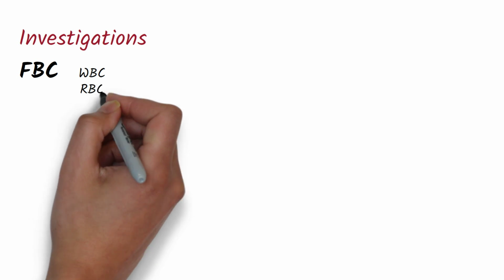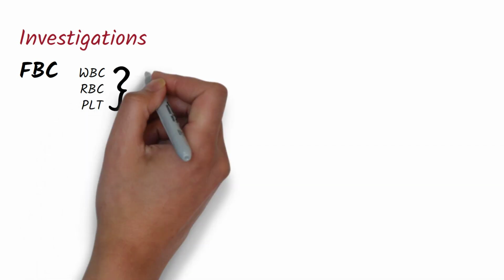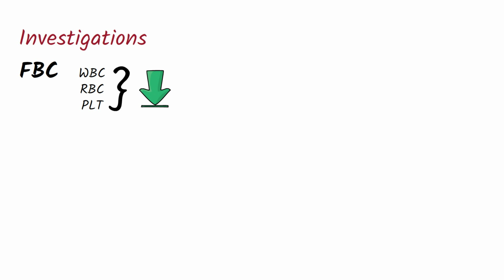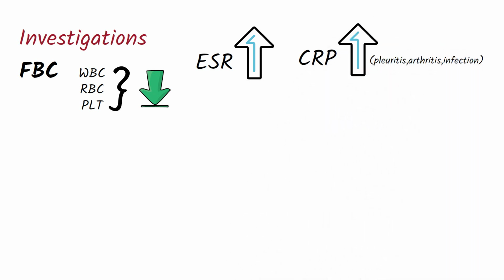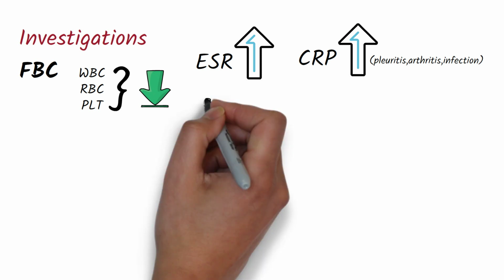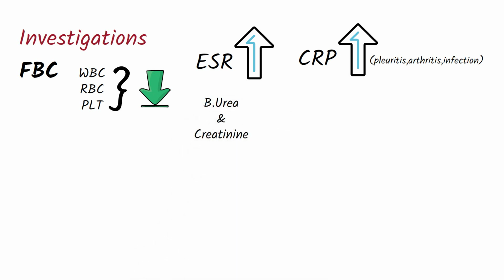For the investigations, in the full blood count, there will be low white blood cell counts, predominantly reduction in lymphocytes. Red blood cells will be low because of the anemia. Platelets will be low, that is thrombocytopenia. ESR will be elevated in SLE. The CRP will be normal and only increased in patients with pleuritis, arthritis, or infection. Blood urea and creatinine will be elevated in advanced renal disease. There will be a low serum albumin, so a high protein to creatinine ratio. This is an early indication of lupus nephritis.